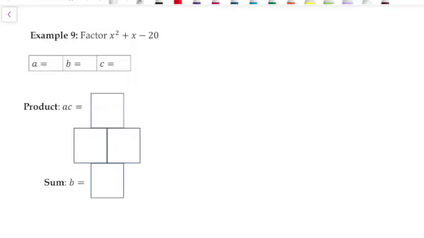All right, so hopefully you gave it a try. Remember, this is a 1 and this is a 1. So A is 1, B is 1, C is negative 20. Don't miss the negative there. So the product AC is negative 20, and the sum B is 1.